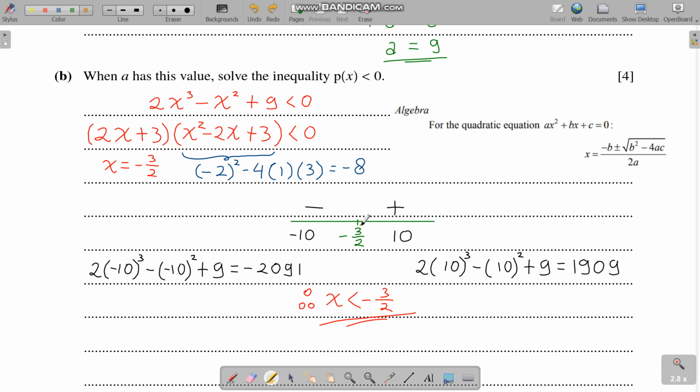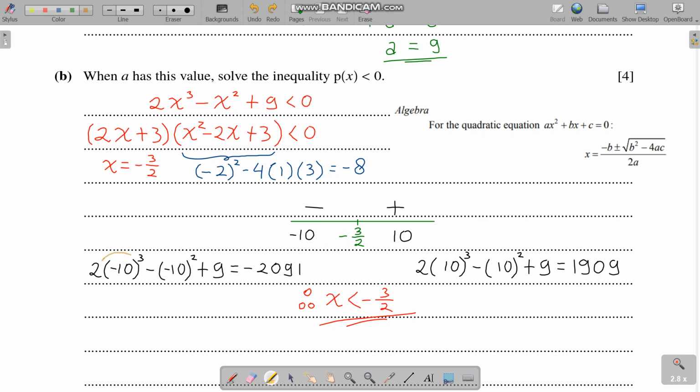So now we put the solution on the number line like this. Since we have only one critical value, we have 2 intervals to check. So the answer can be x is smaller than minus 3 over 2, or x is bigger than minus 3 over 2. So to check, just plug in something random in this interval. So we can use something smaller than minus 3 over 2, anything smaller, for example minus 10. We plug in minus 10 and we check whether it's smaller than 0 or not.